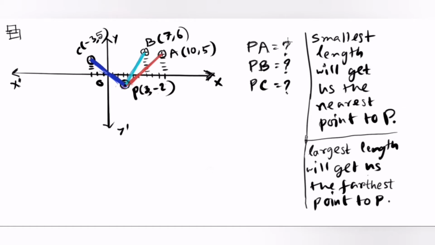So what to do? You have to figure out the length of PA, the length of PB, and the length of PC. After that, the smallest value indicates the point closest to P, and the largest value indicates the point that will be the farthest from P. So next, what we are going to do is very simple.